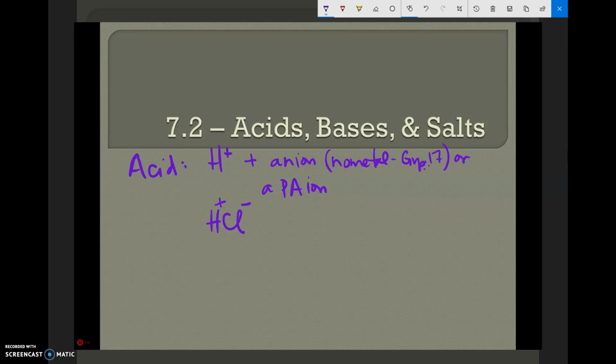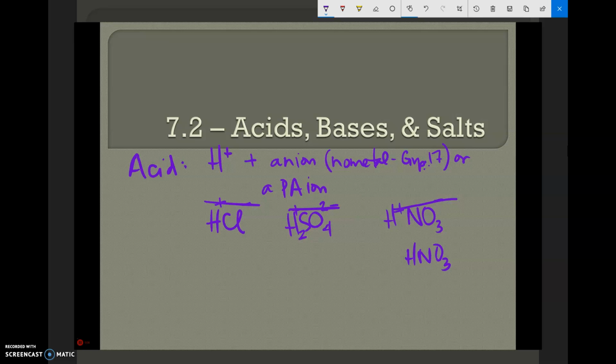Cl is from group 17, and those are their charges, and so you can see that they're going to cancel out just to create HCl. Or if you see hydrogen ion and let's say sulfate, SO4, with a 2 negative charge, we would swap and drop, so that 2 would come down, and we would get H2SO4. That would be another example of an acid. Or you could have hydrogen ion and nitrate. Nitrate's NO3 with a negative 1 charge. Notice that your charges cancel and you just end up with HNO3.